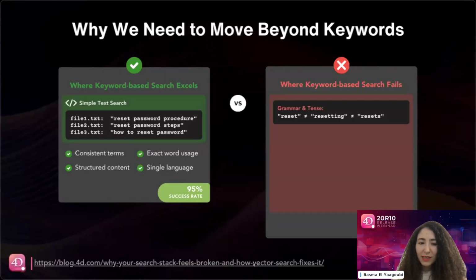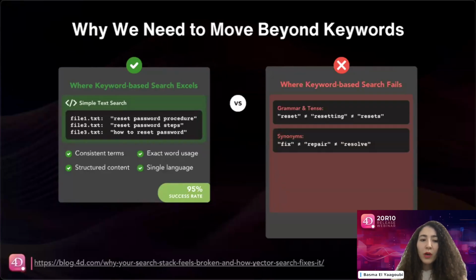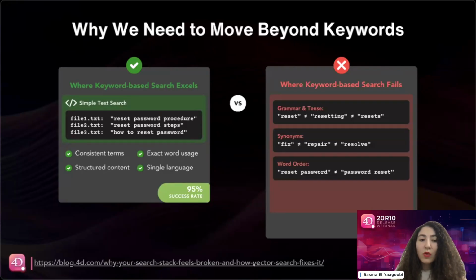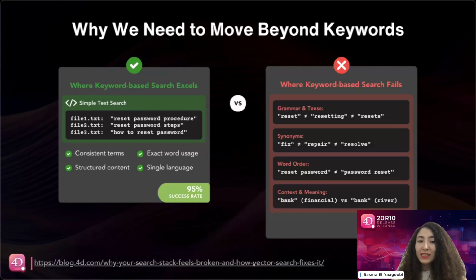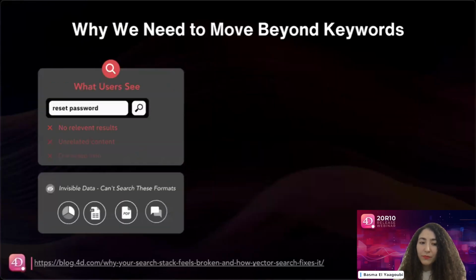We all know that. If the text says resetting password or reset password, a query for reset password won't match. If someone writes fix password, but the document says repair passwords, it gets lost. Even small shifts like reset password versus password resets break it. And context: keyword search can't tell the difference between a riverbank and a financial bank. That's the gap. It sees words, not meaning.